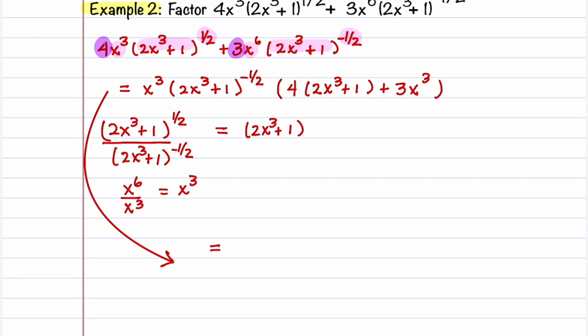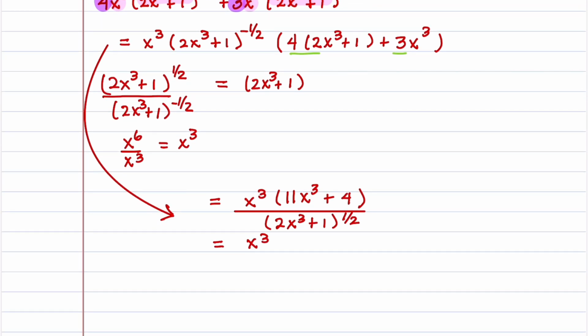We can right at the beginning pull that 2x cubed plus 1 to the minus 1/2 down to the denominator. So up in the numerator, we have an x cubed, and then we have an 8x cubed and a 3x cubed. So that gives us 11x cubed plus our 4, and that's all divided by 2x cubed plus 1 to the 1/2. And that's equal to x cubed times 11x cubed plus 4 divided by the square root of 2x cubed plus 1. It's always nice to write a 1/2 power as a square root. Let's highlight our final answer.